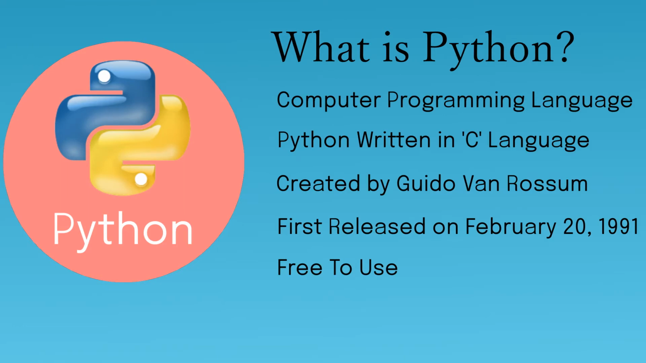What is Python? Well, Python is a computer programming language. It was written in C language, so the default implementation is called CPython, and it was designed by Guido van Rossum. He's the man who created Python, so thanks to him. Its first release was in February 1991. And the cool thing about Python is it's free of cost, which means no need to pay.